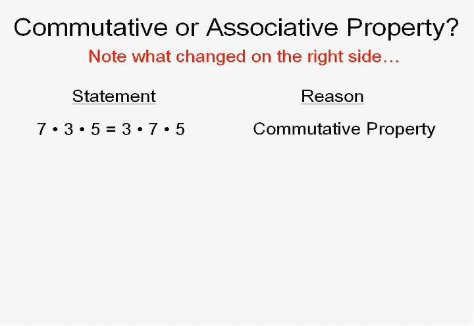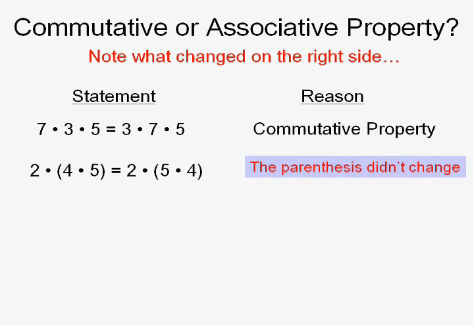It's the commutative property. Okay? Let's do another. Now this one has parentheses. This is a tricky one though. Let's look at 2 times 4 times 5, and on the other side 2 times 4 times 5. Oh no, I'm sorry, 2 times 5 times 4.